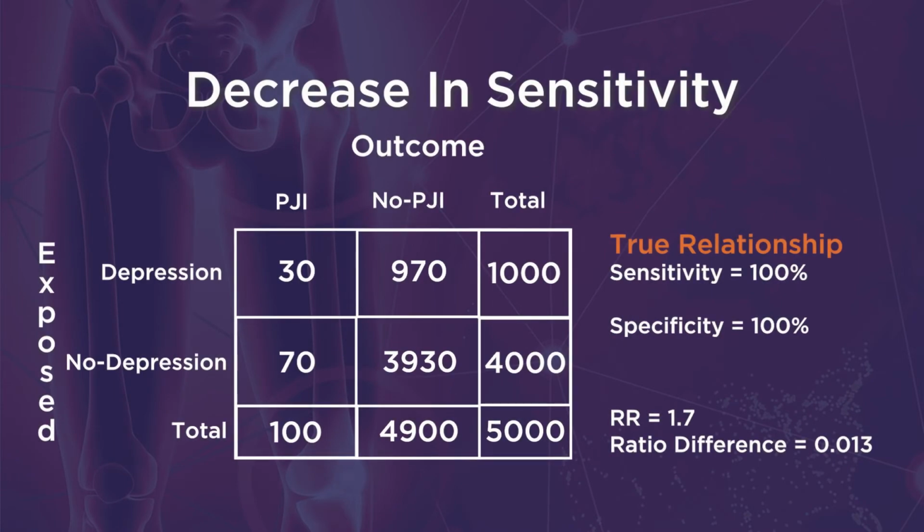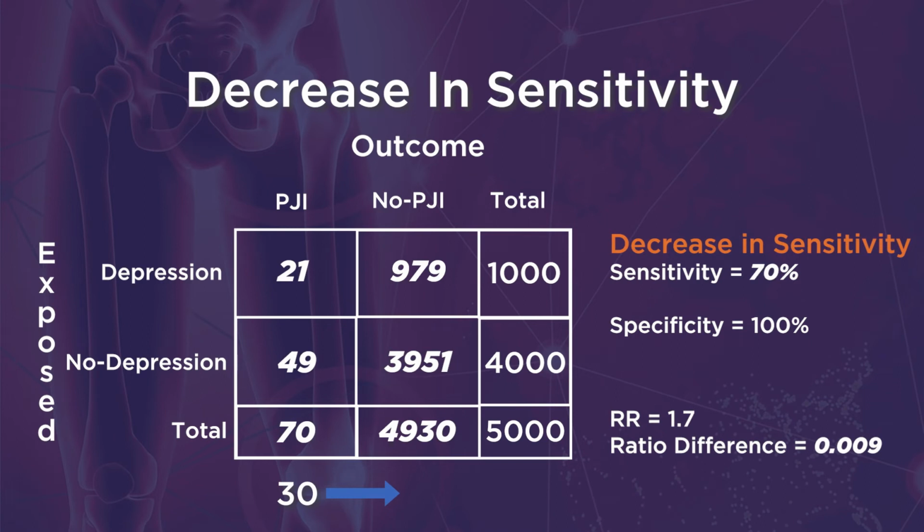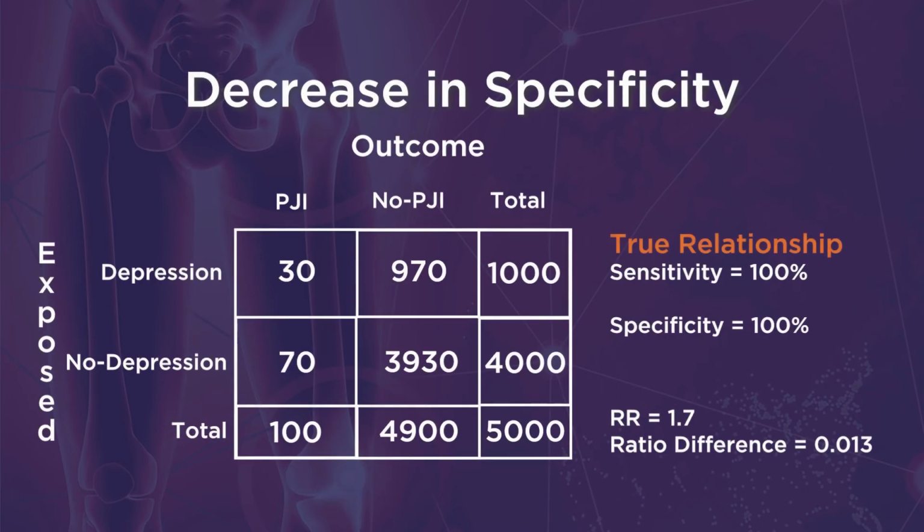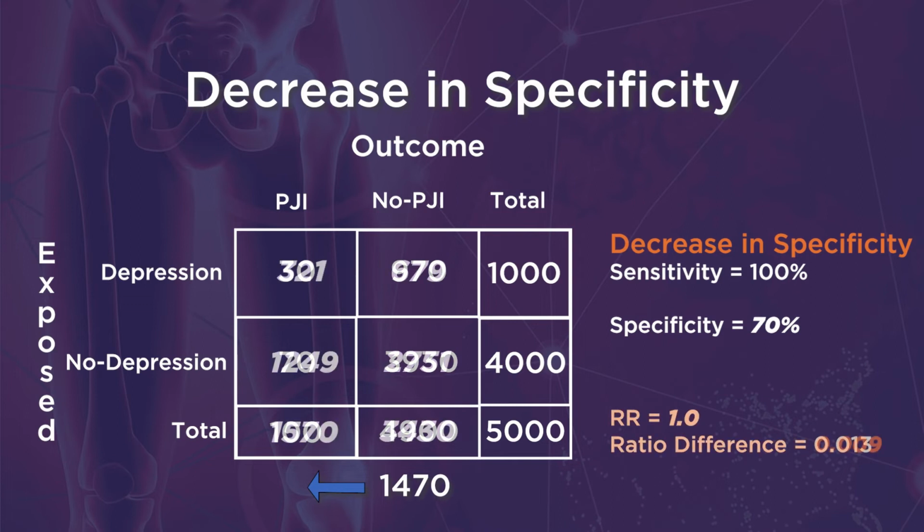Sensitivity is the probability of correctly classifying an individual as having the exposure or the outcome. Consider the example in which we are interested in whether depression, the exposure, is a risk factor of periprosthetic joint infection, the outcome. If 30 individuals of the 100 patients with infections were wrongly classified as no infection, we would observe a 30% decrease in sensitivity. Specificity, on the other hand, is the probability of correctly classifying an individual as no exposure or disease-free. In our example, a decrease in specificity of 30% would happen if 1,470 patients without infections were wrongly classified as infection. A decrease in sensitivity would alter the risk difference but not the risk ratio. In contrast, a decrease in specificity will underestimate both the risk ratio and the risk difference.